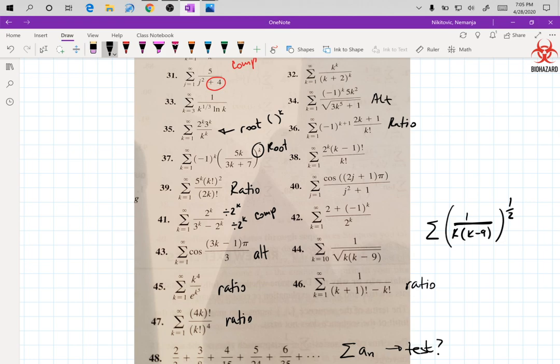And now you can do the ratio here. k plus 1, k minus 8, and then do the limit. No. Ratio test is going to come out inconclusive. You're going to get the limit is equal to 1. It's not a ratio. Not a ratio test.